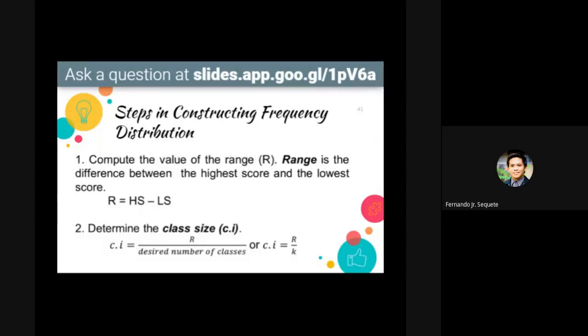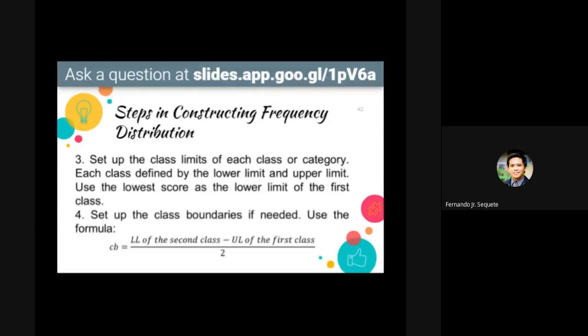Next, number 3, set up the class limits of each class or category. Each class defined by the lower limit, again, and upper limit. And then use the lowest score as the lower limit.